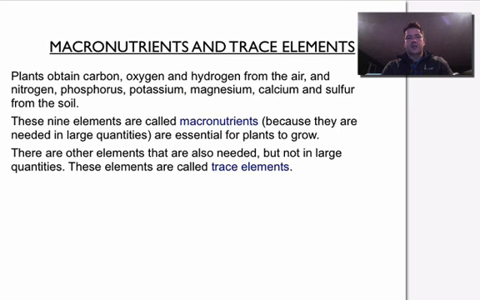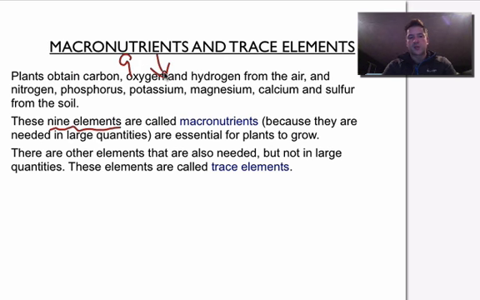So we take a look at two types of these essential elements that are in our body, but also in plants. So let's talk about plants right now. They obtain carbon, oxygen, and hydrogen from the air, and then nitrogen, phosphorus, potassium, magnesium, calcium, and sulfur from the soil. So they need those 9 essential elements to survive and to grow. So there's actually 9 elements that they need, and those 9 elements are listed right here.